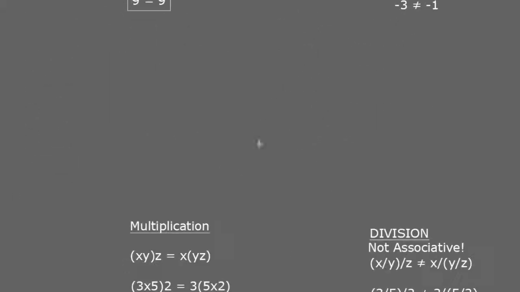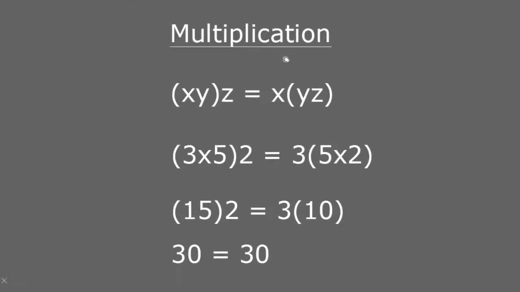Now, if the associative property is true for multiplication, and I am multiplying three consecutive numbers, it should be the same if I multiply first x times y and later multiply c, or if I first multiply y and c and later multiply the x. For example, on this side, I have 3 multiplied by 5 and then all of that multiplied by 2. 3 times 5 is 15. Multiplied by 2 equals 30.